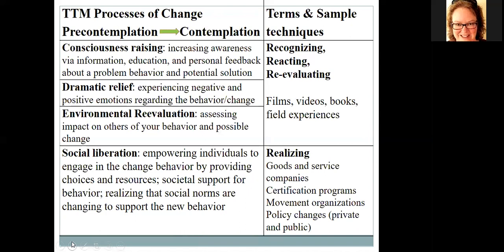Consciousness raising is about recognizing the need for a change. So increasing awareness about the need for that change via information, personal feedback about a problem behavior, and also about potential solutions. This is really the educational process of change. And understanding for people, helping them to understand why performing the new behavior is important and why the current behavior is problematic. Now, the second process of change, dramatic relief, is really about reacting.